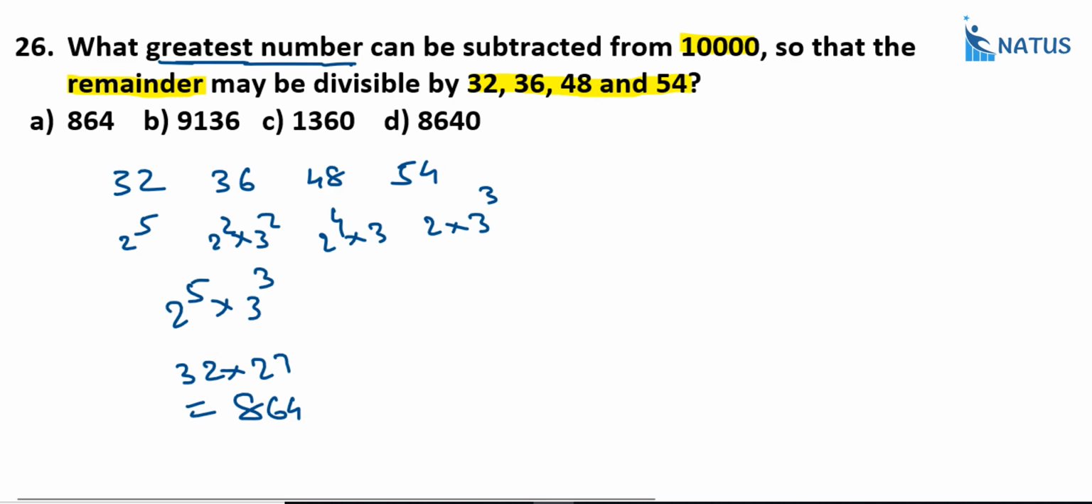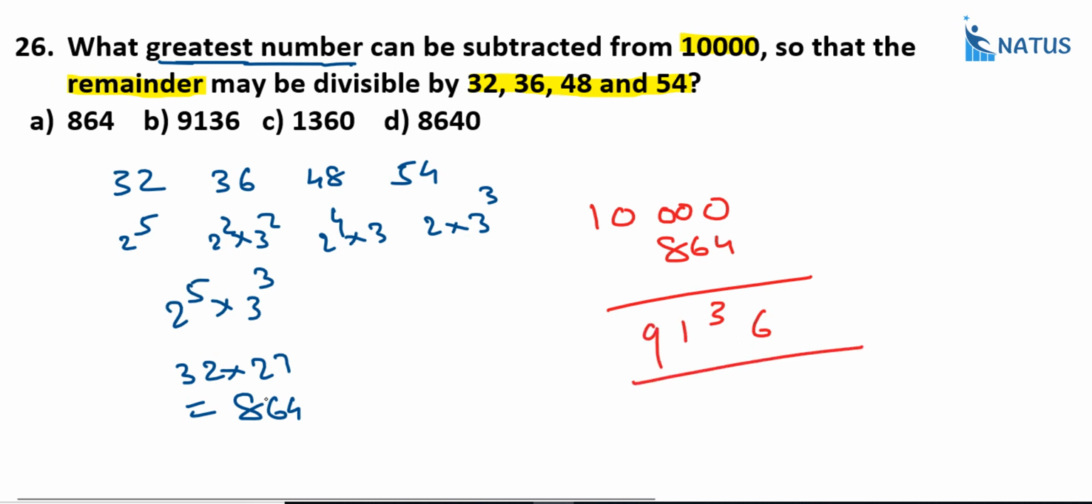Now what can we do? Here we will subtract 864 from 10,000. What happened? This is equal to 9136. See, what is the answer, 864 or 9136? 864 is exactly divisible by these numbers. But how will you get this 864? If you subtract 9136 from 10,000, then you will get the value 864, which is exactly divisible by these four numbers. So what is the answer? Option B is the correct answer.